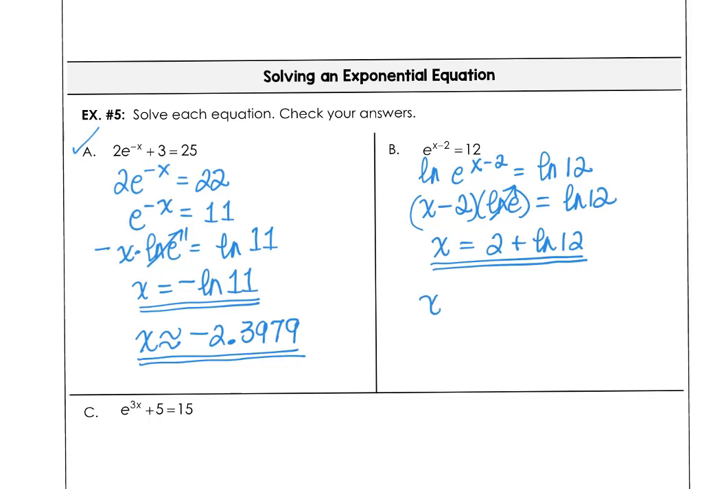This is my exact solution. And an approximate answer to check into the equation to make sure that this is valid is 4.4849. Here's my approximate solution.